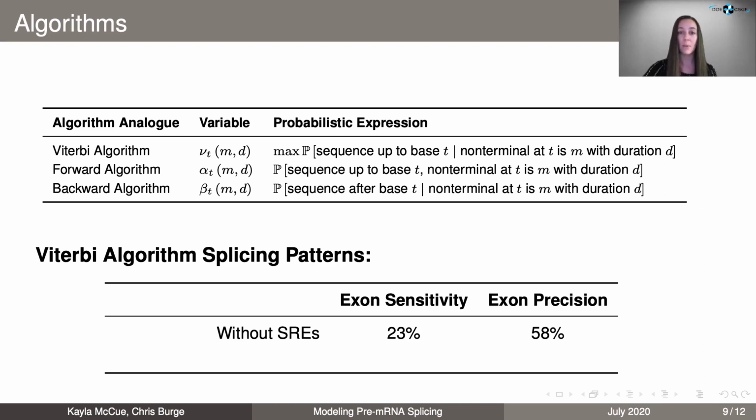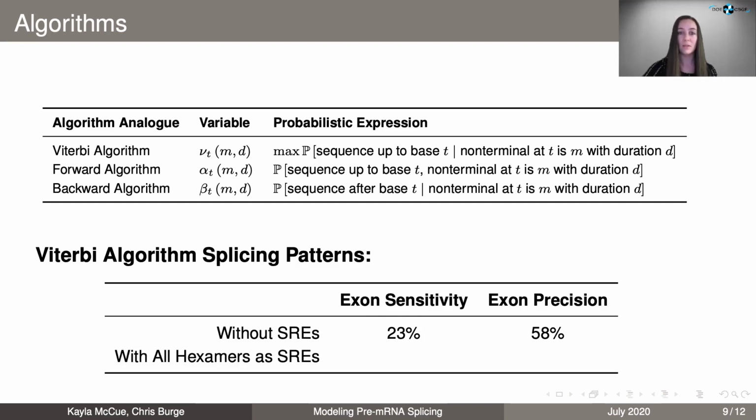With this, I ended up with a sensitivity of 23% and a precision of 58%, reflecting the fact that my model does a better job of selecting true exons than it does of selecting enough exons. Now, these numbers are obviously not ideal, but they are on par with, if not slightly better than, other existing models that use only splice site and length information, so it's about the level that I expected.